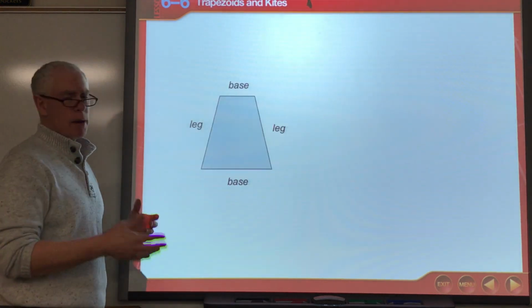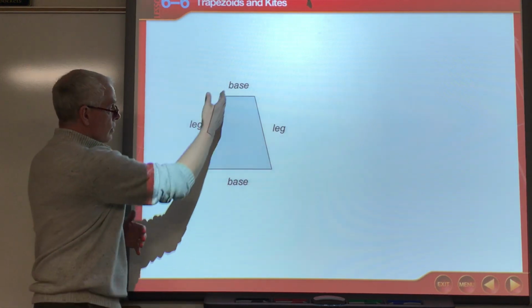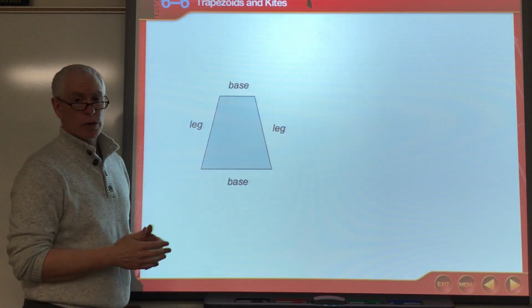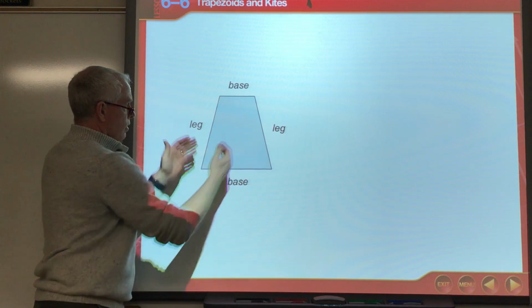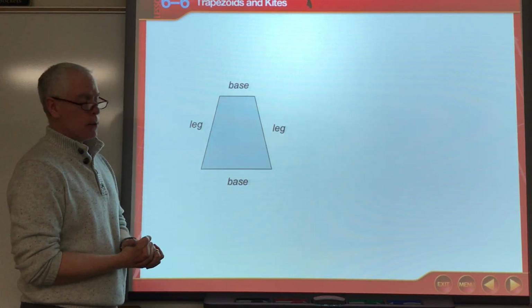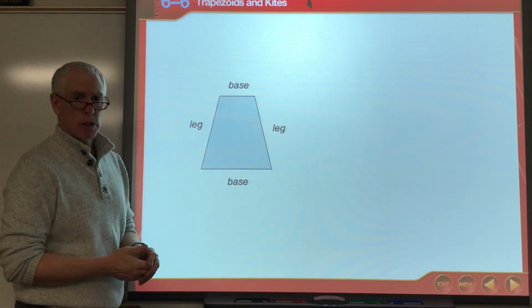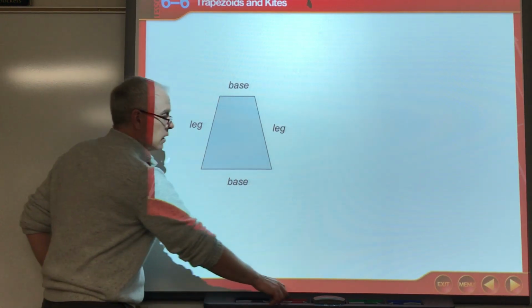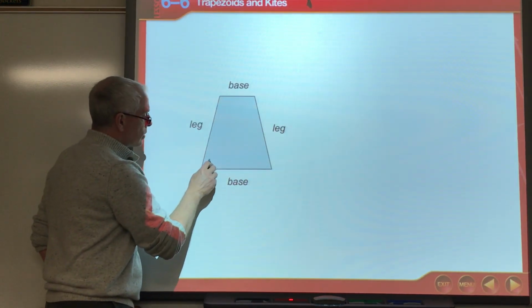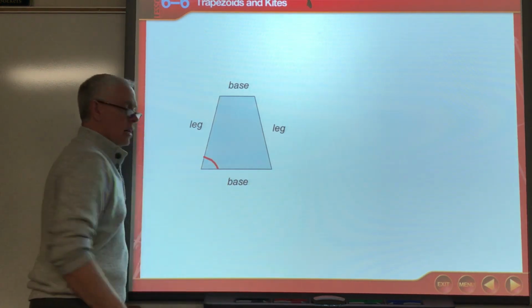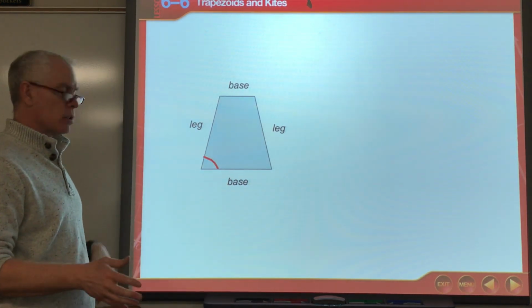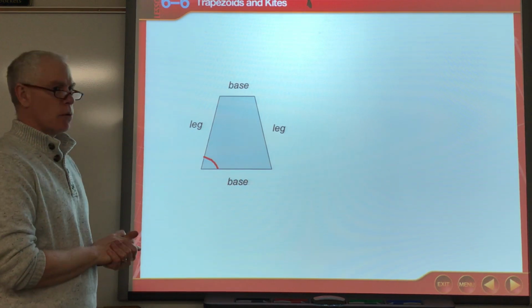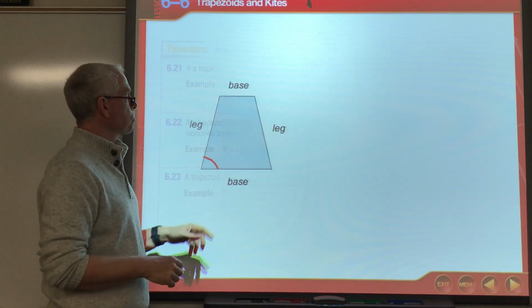Okay, so here's what I mean by a trapezoid. The top and bottom are parallel here, so those are considered the bases. The legs are the sides that are not parallel. These appear to be congruent, the legs, so I would say this is an isosceles trapezoid. A base angle is an angle that's formed with the base and a leg. So some of that terminology we'll use throughout the rest of the PowerPoint here.